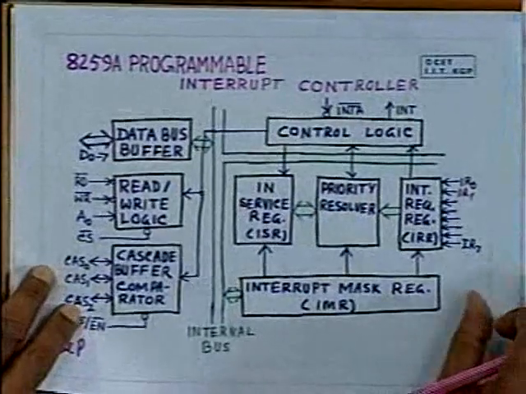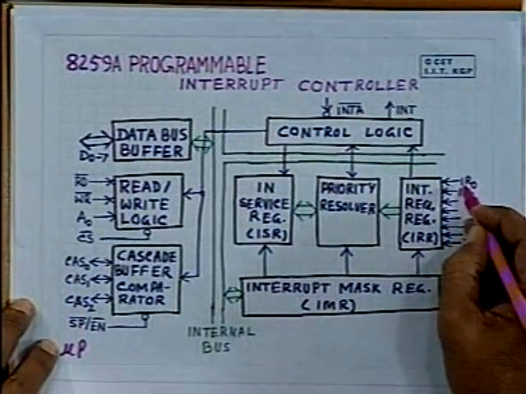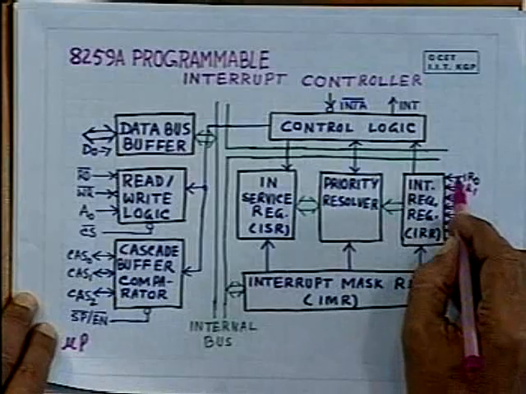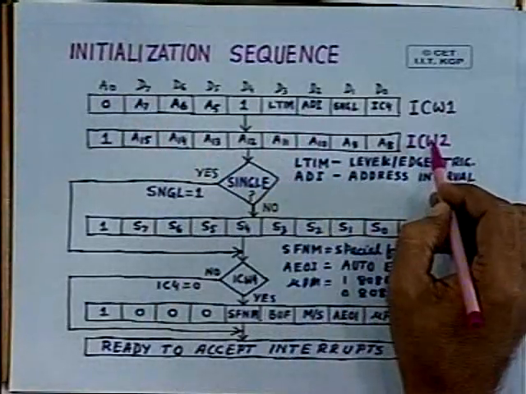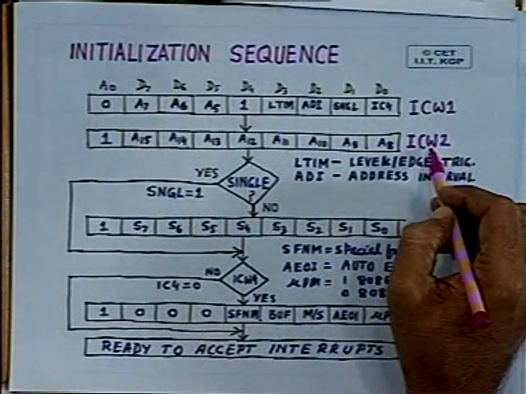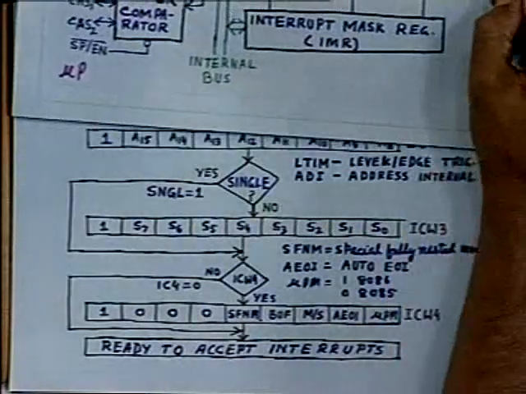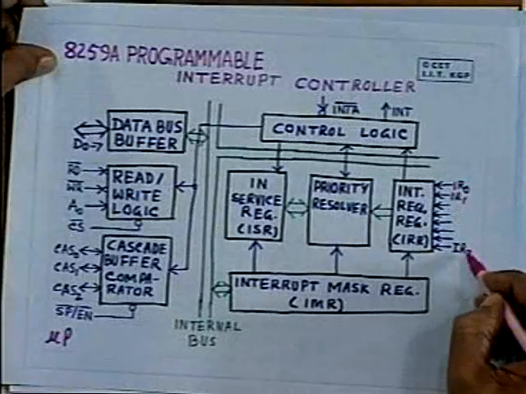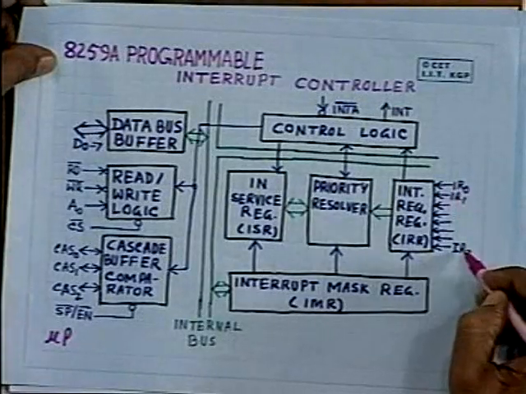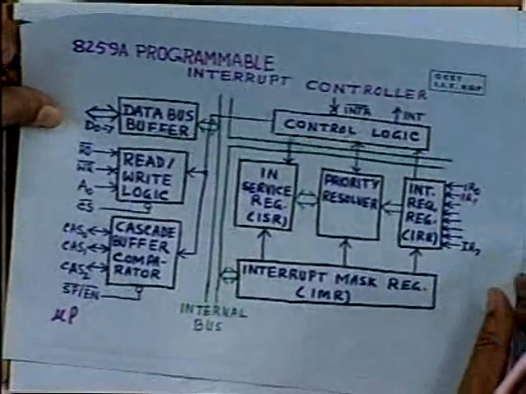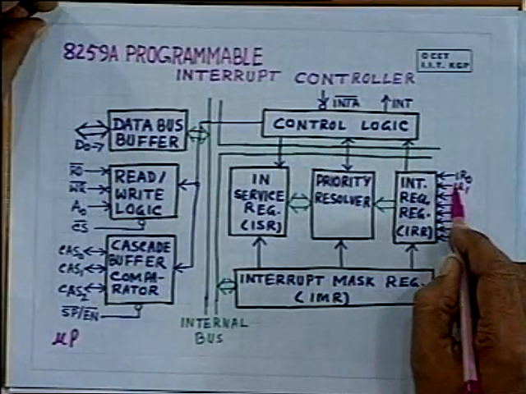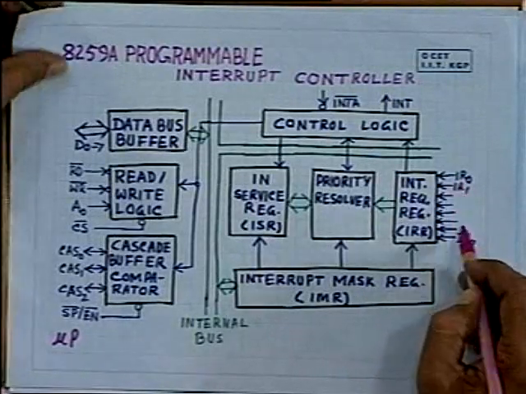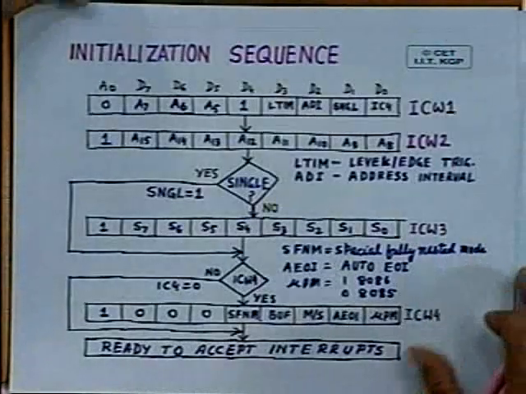In other words, what I am trying to tell, the vector addresses of these interrupts, the higher order bits are provided as part of this initialization command words, and lower order bits are automatically generated depending on which particular interrupt is being accessed, I mean is active, and the spacing. The space between two interrupt vector addresses can be either 4 locations or 8 locations. That can be decided by program.